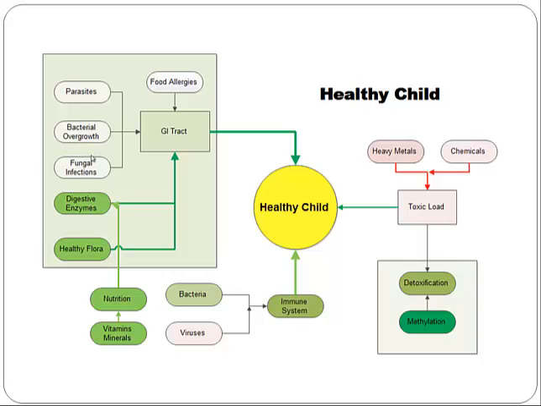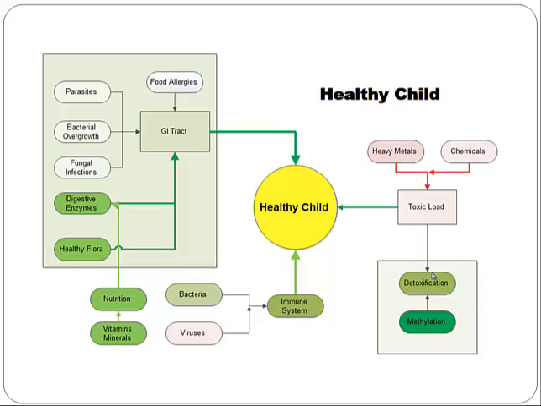Maybe a little bacterial overgrowth. That's not completely white. No food allergies. So we've got a big green area in this kid. Nutrition is okay. Vitamins, there's some bacteria, but there's not too much there. They're healthy bacteria. Maybe a little virus load. Heavy metals, there's a load. Chemicals, there's a load. But we all have those.